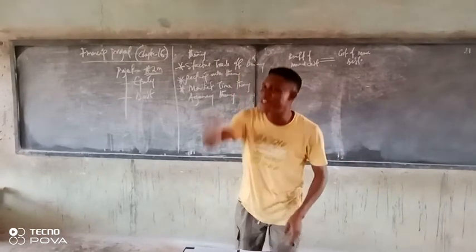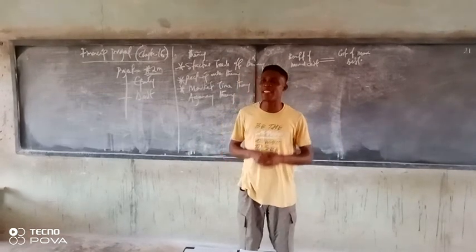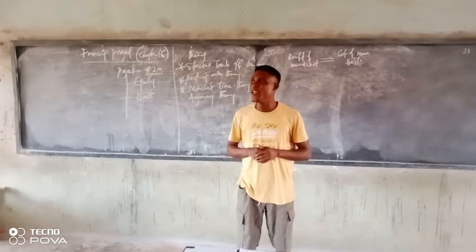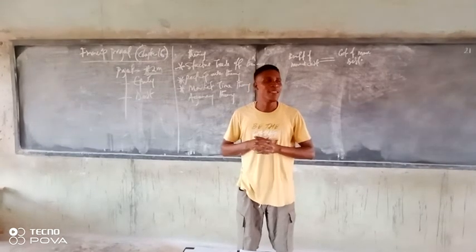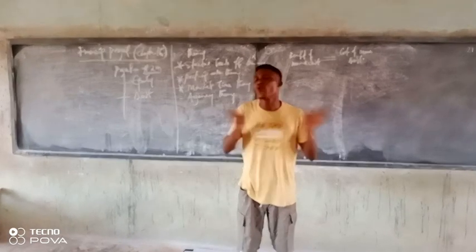Let me give an example this morning. If the federal government says that starting from next week, if you have access to a loan of 10 million naira, no collateral, and it's free to all.